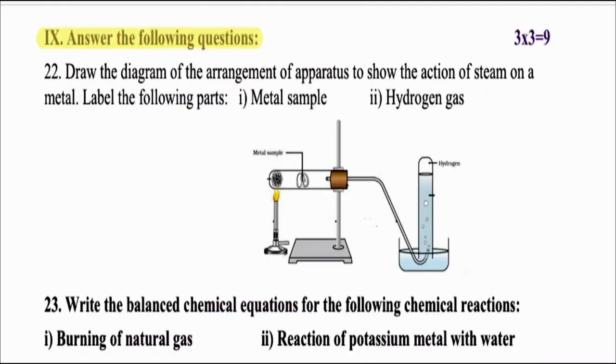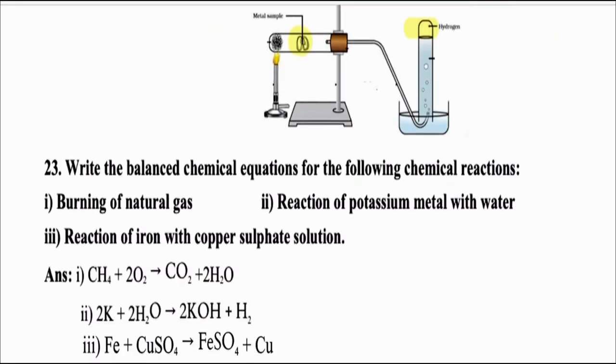9th main. Answer the following questions. Question number 22. Draw the diagram of the arrangement of apparatus to show the action of steam on a metal. Label the following parts. 1. Metal sample, and 2 is hydrogen gas. Here this is metal sample and hydrogen gas is given here.